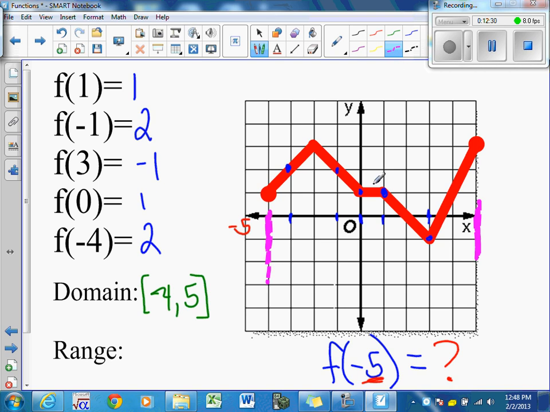My range is my y's. My y's go from right here at negative 1 up to here at 3. So my range is negative 1, 3. That is how we can get our domain and range from the graph.